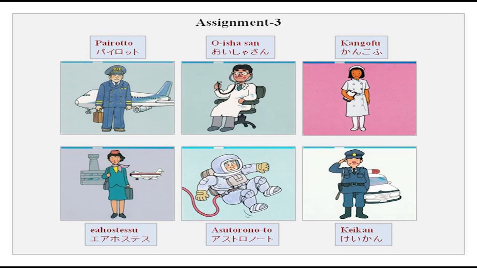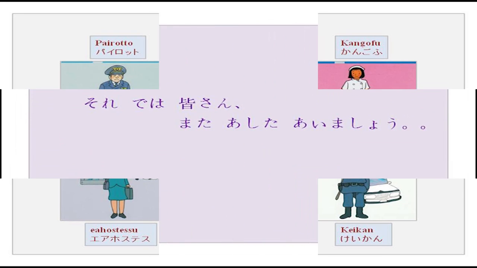You have to see one thing over here, which is that all foreign words are written in katakana. So, please keep that in mind. Anything that is not of Japanese origin, it could be German, it could be French, it could be English, is to be written in katakana. All our names will be written in katakana.